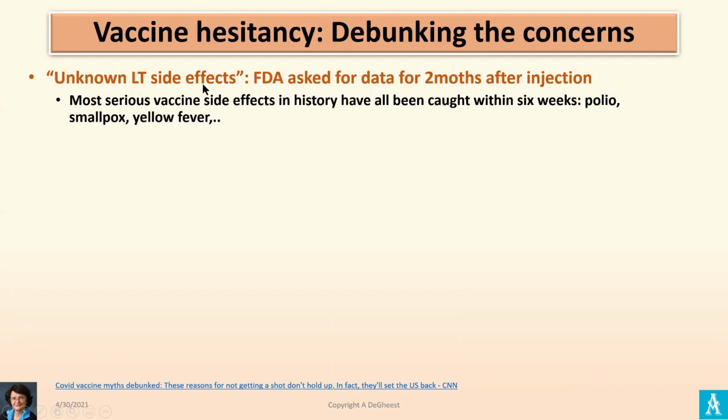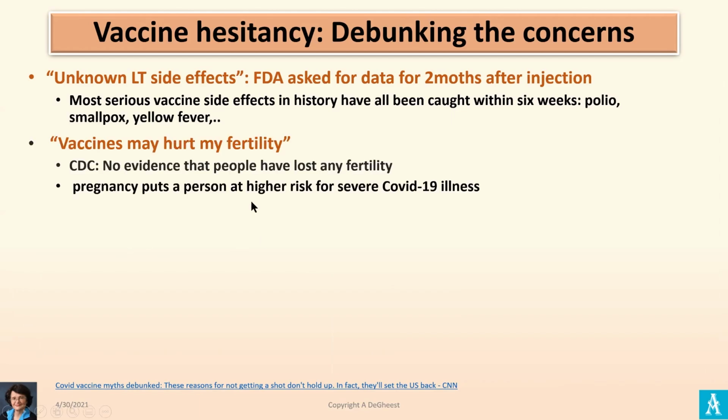Unknown long-term side effects. The FDA asked for only 2 months of data after injections. Historically, if you look at most of the serious vaccines, polio, smallpox, yellow fever, all those vaccines, all the side effects showed up in the first 6 weeks. So therefore, when the FDA gets at least 2 months of data, they feel pretty strongly that they have identified all the potential side effects.